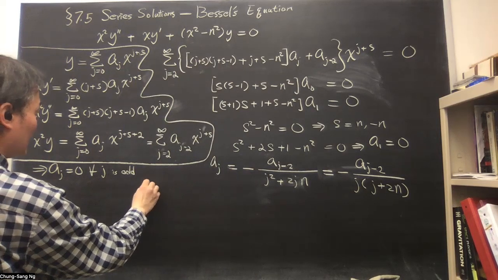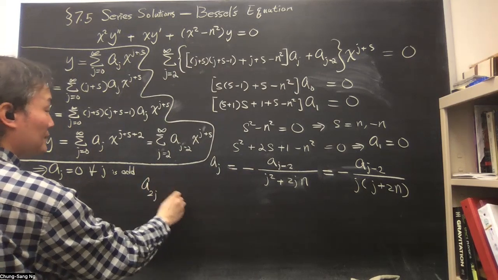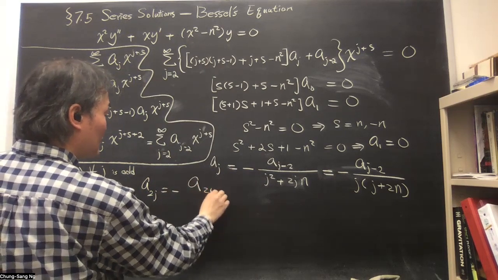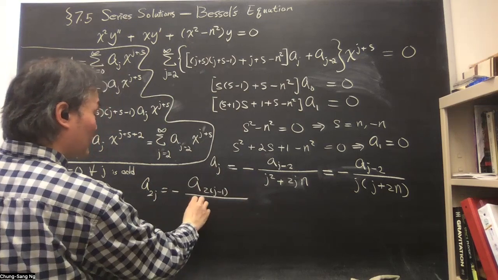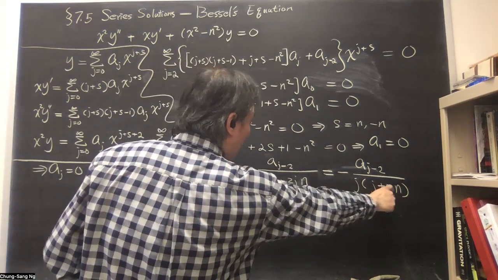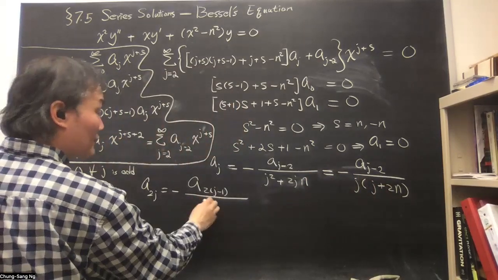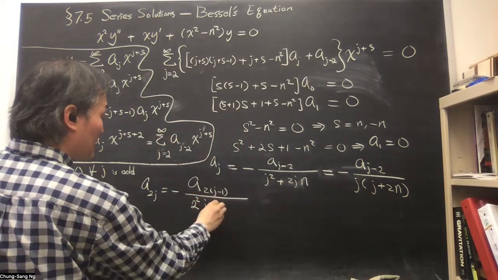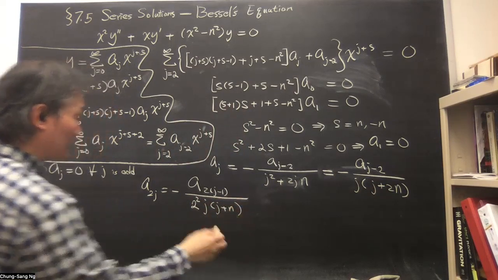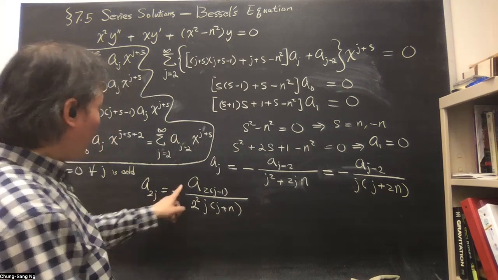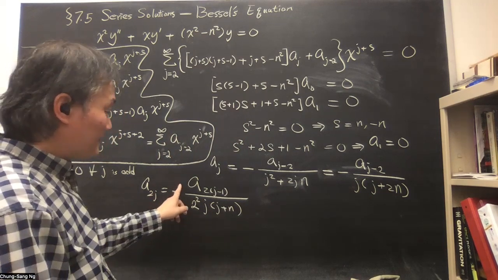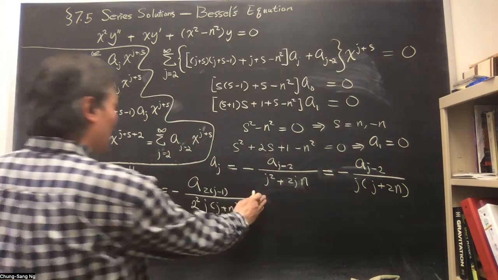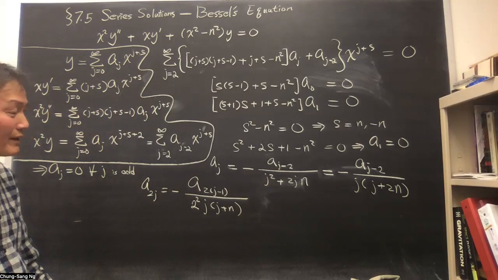So a sub 2j equals minus a sub 2j minus 2, divided by, well, this is 2j, and then you have another 2 because we have 2j, so 2 times 2 is 4, or 2 squared, and then you have j times (j plus n). Okay, so that's an iteration, but that's not an explicit expression. So we can try to see a general formula for it.